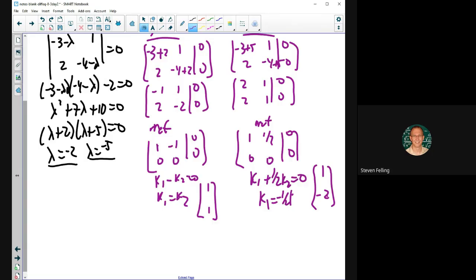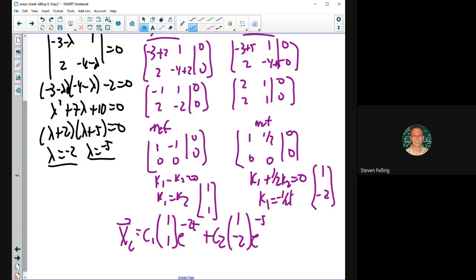Okay, and in the end, then we get this complementary solution here, which is C1 times 1, 1 e to the -2t plus C2 times 1, -2 times e to the -5t. All right, so there's the general solution for the complementary system, the complementary solution for the corresponding homogeneous system. All right, the next thing we're going to do then is this new method.